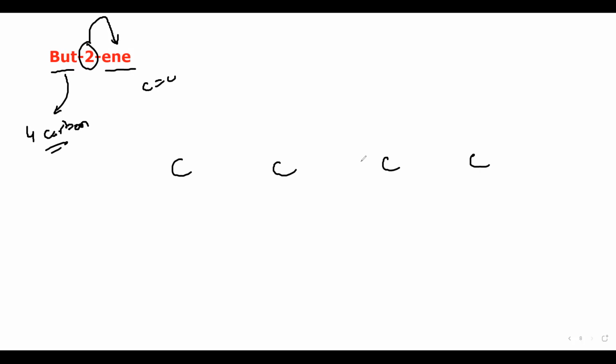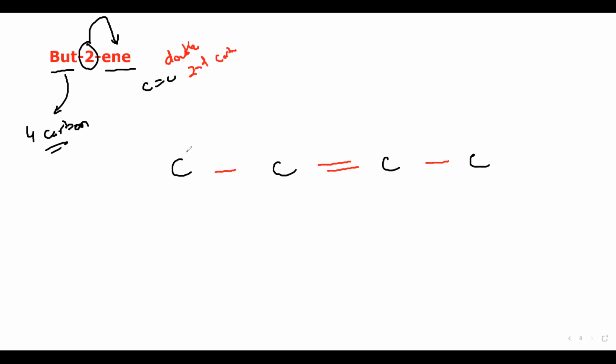If I count the carbon either from right or left, it does not make a difference. This is my first carbon, this is my second carbon. So the second carbon should have a double bond with the next carbon. So there is a double bond, and then the rest will all be single bonds. Because it is but-2-ene, the double bond is at the second carbon. So first we draw 4 carbons, because but means 4 carbon, and ene means there's a double bond, but because it is 2-ene, the double bond is at the second carbon.